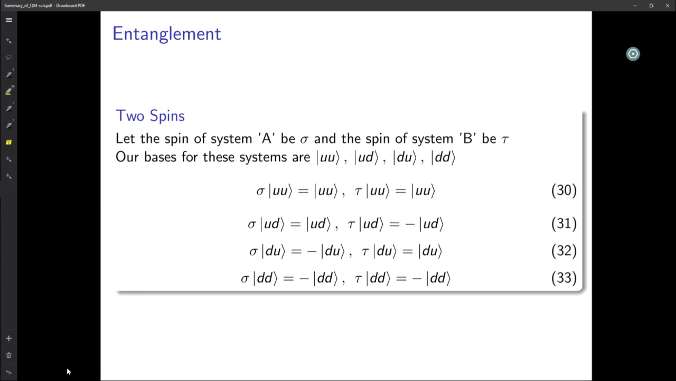Then sigma of u gives me just u, and sigma of d, since it is down, gives me minus one. So basically, sigma of u gives me plus one times u, and sigma of d gives me minus one times d. This is how the operator acting on the basis vectors depends only on its own half of the system and doesn't alter the value present in the other half. It just acts on the half it was initially present in. That is the conclusion we can draw from here.